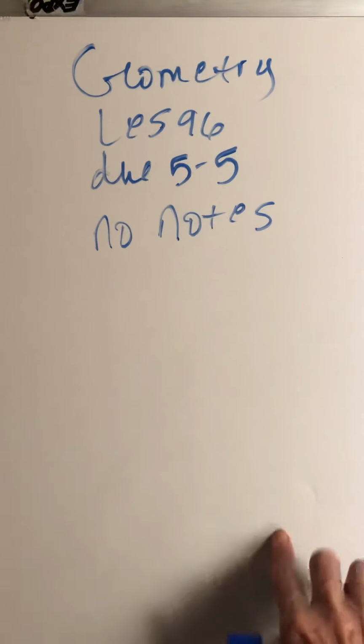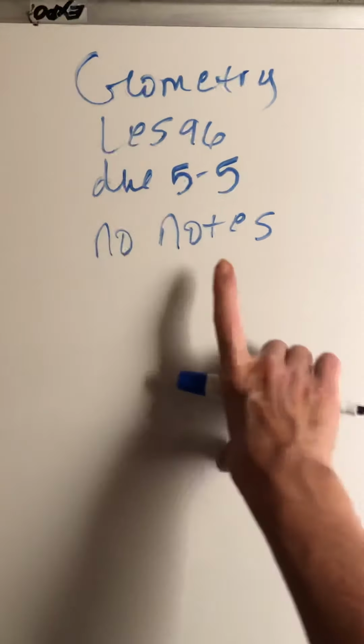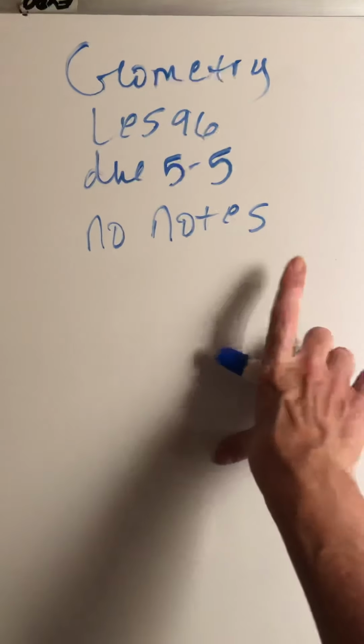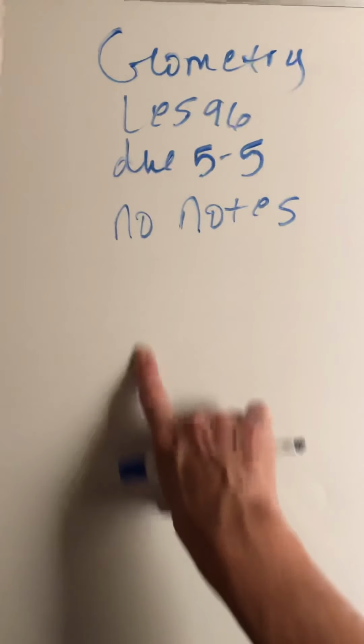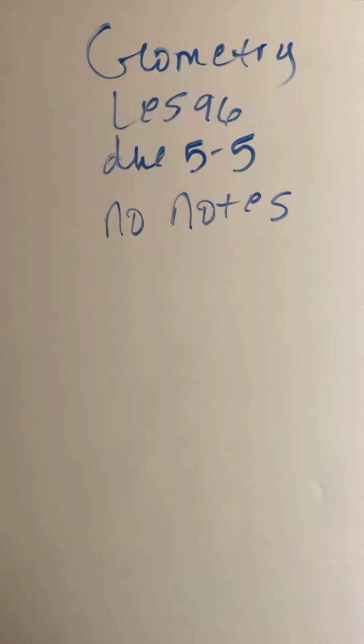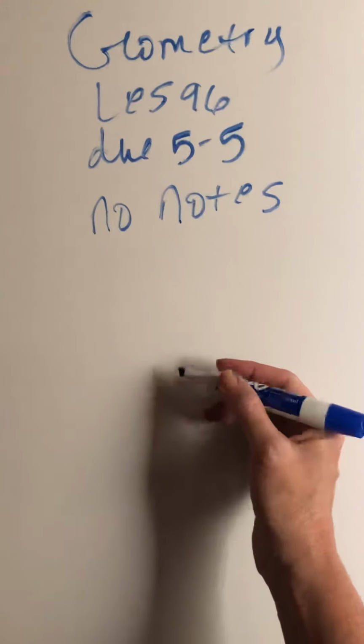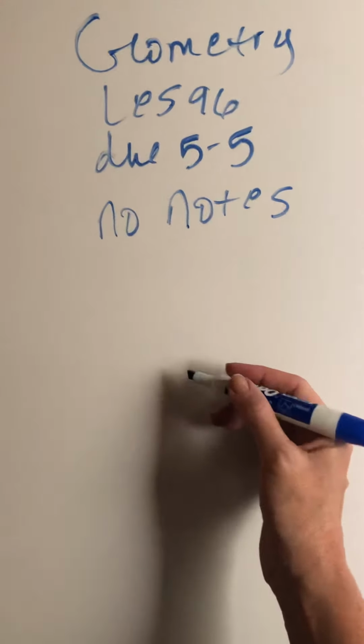This is the video for Geometry Lesson 96. It's due Tuesday, May 5th, so Tuesday 5/5. There's no notes, so I'm going to make the assignment. We're going to work through the practice together, and then I'm going to show you some things on the lesson that I'm going to assign. So I'm just going to make the assignment as we go.